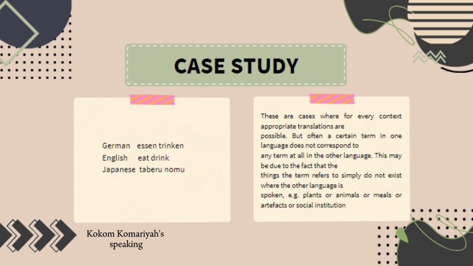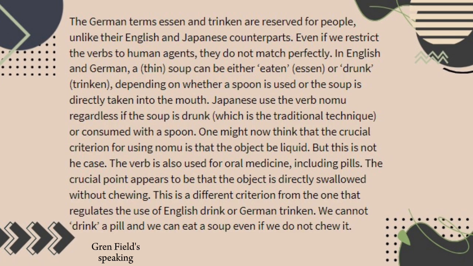This may be due to the fact that the things the term refers to simply do not exist where the other language is spoken. For example, plants or animals or artifacts or social institutions. The German terms Essen and trinken are reserved for people, unlike their English and Japanese counterparts. Even if we restrict the verbs to human agents, they do not match perfectly.